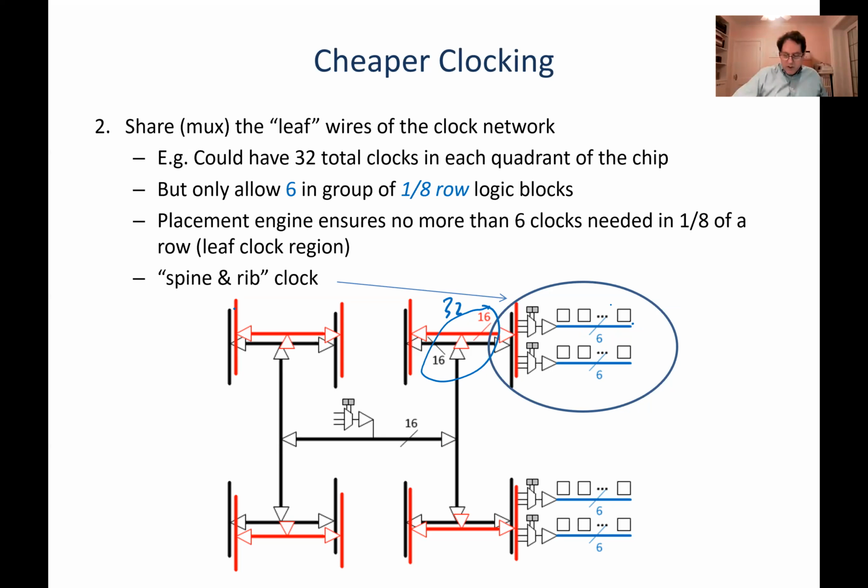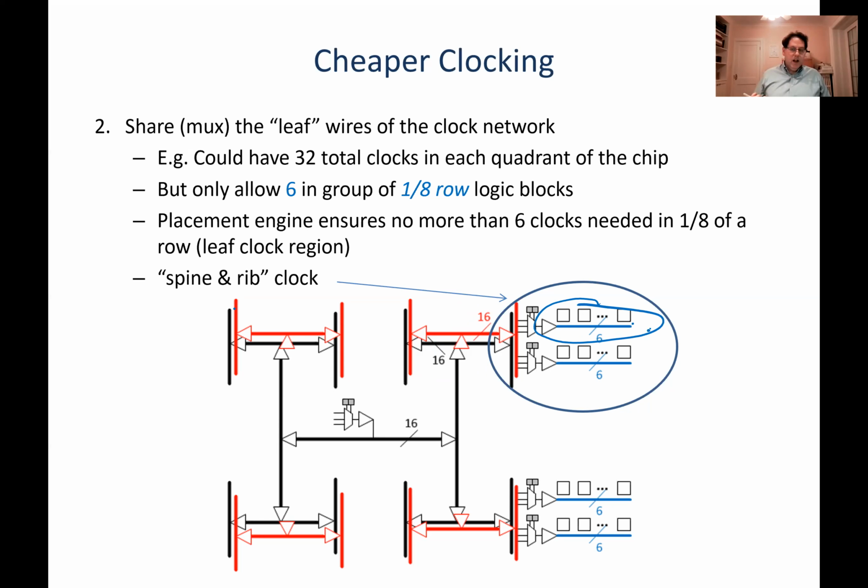And I don't want to really build all the ribs, because I'm going to build one of those in every single row. Well, every piece of a row is going to get one of those. So I built, in Intel chips, for example, 6. Now this puts a constraint on me. In this 1/8 of a chip, or 1/8 of a row, I cannot use more than 6 clocks.